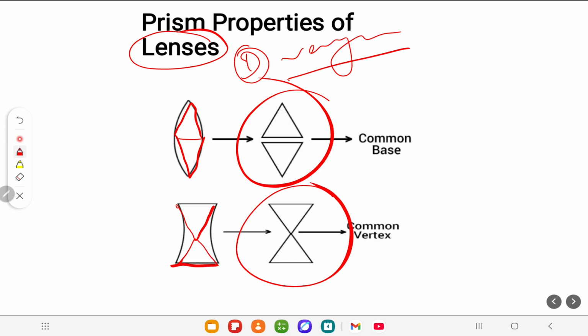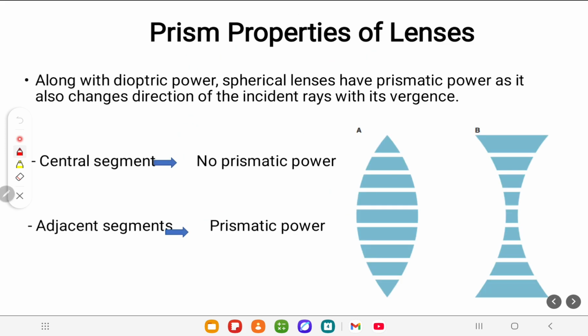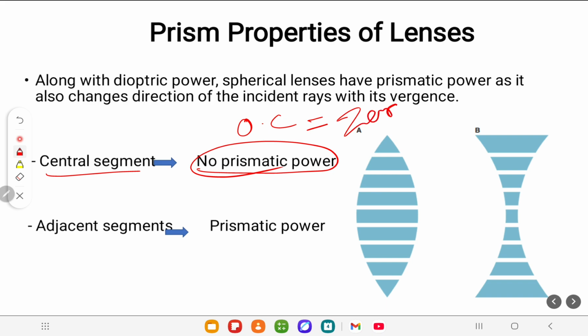It's very useful when we are solving problems in ophthalmic dispensing, and definitely when solving problems in real clinical scenarios. It's centrally important to think like this. So the central segment has no prismatic effect. Yes, definitely. When you come to the optical center, another definition of optical center is that point of a lens which has zero prismatic effect. So where the prismatic effect is zero, that is the definition of the optical center.